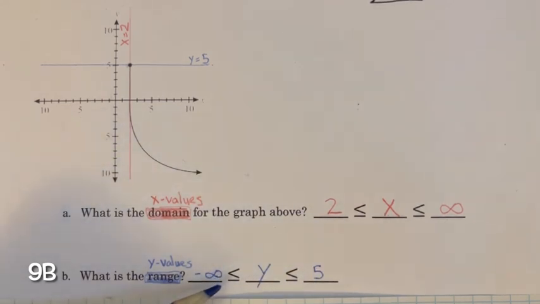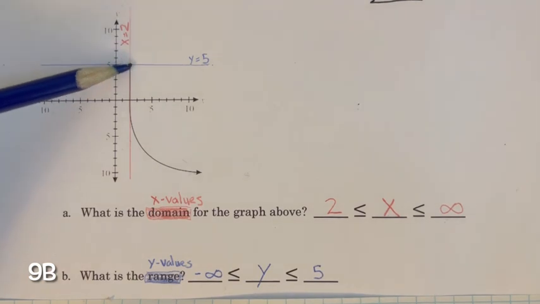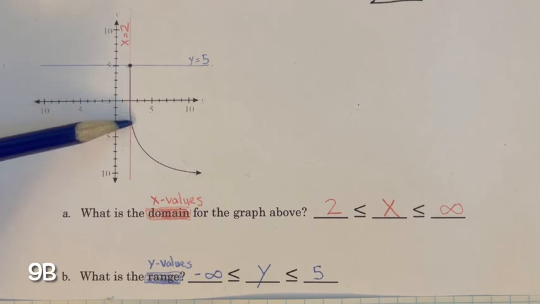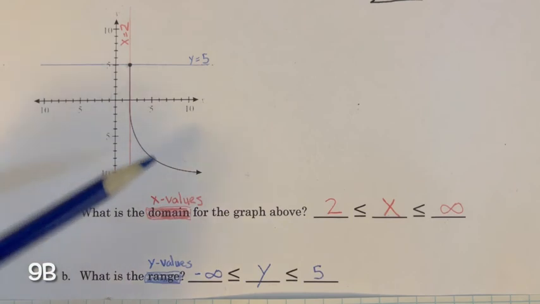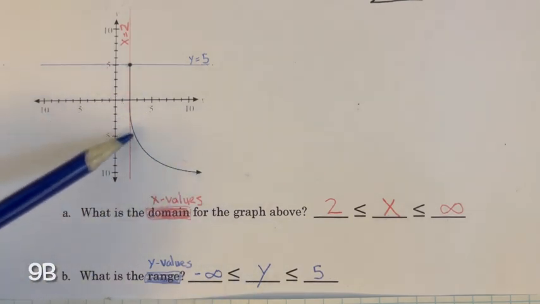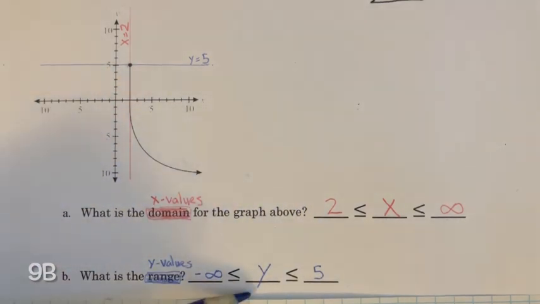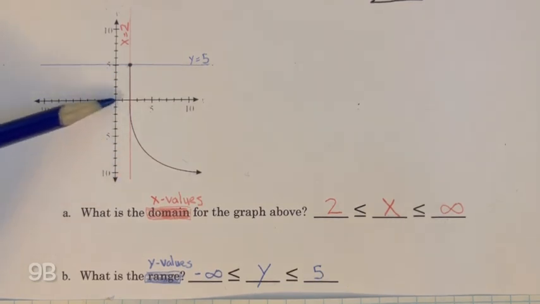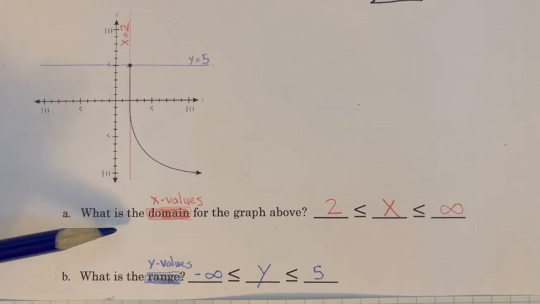But it's going to be greater than or equal to negative infinity. And the reason why it's negative infinity is because as we go down on the y-axis, it's going down, and this arrow is telling us it's going to keep going in a downward direction. So y is going to be greater than or equal to negative infinity. So on the y-axis, as we go down negatively, it's going to go forever in that direction.